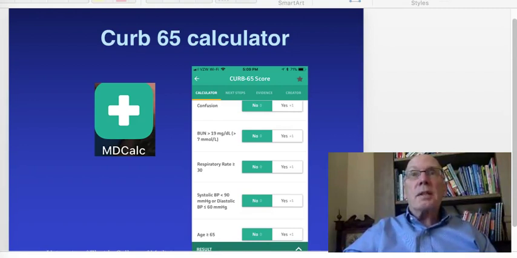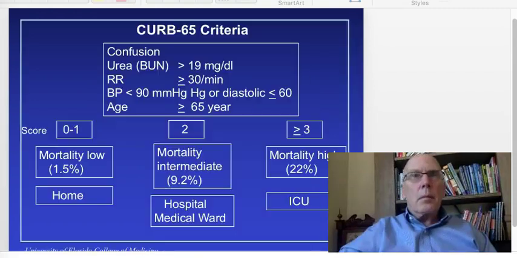It is called CURB-65 and is a simple mnemonic that you can find on MedCalc, and you simply have a yes or no for whether or not there's confusion, urea nitrogen or BUN of over 19, a respiratory rate of 30 per minute or higher, a systolic blood pressure of less than 90 or a diastolic pressure of 60 or lower, and finally an age of 65 or older. Each of these findings gives the patient 1 point, and the maximum score is 5.